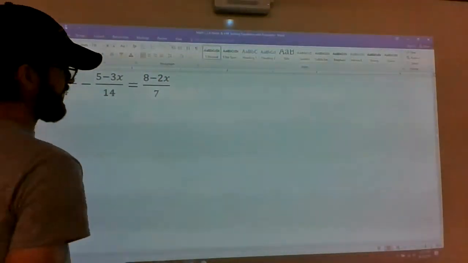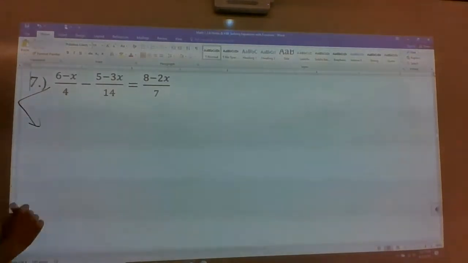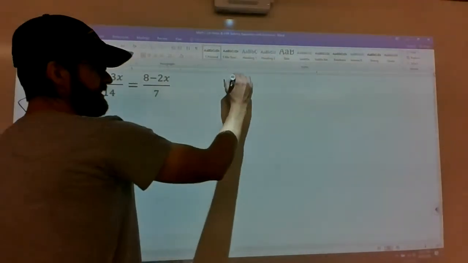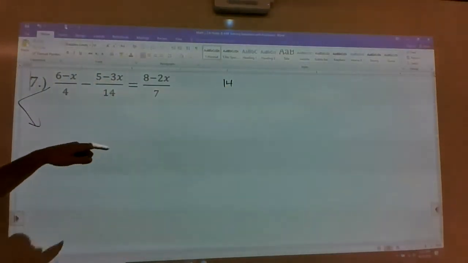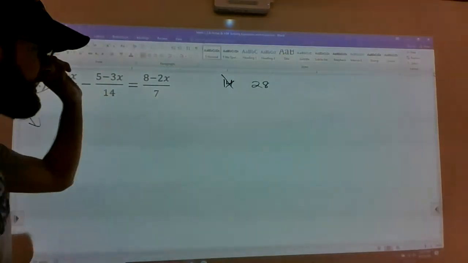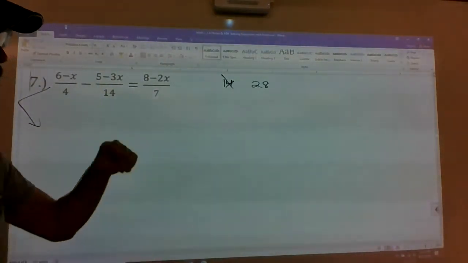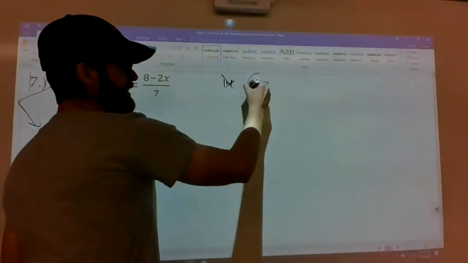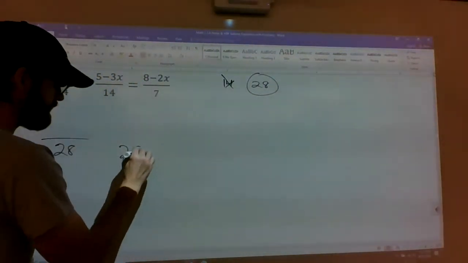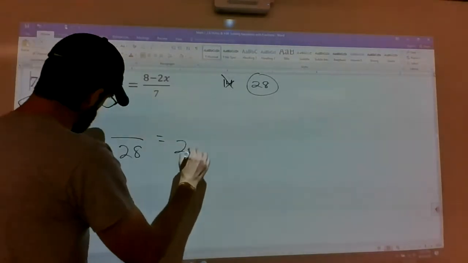4, 14, and 7. So again, the strategy is, let's try the biggest one, 14. Divide 7, and not 4. 28 would be the next one. 28 divides 4, it's 7 times 4. Got it? So 28 is my common denominator here. 28 equals something over 28.